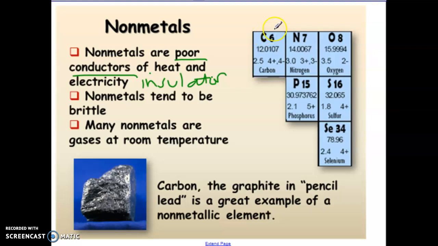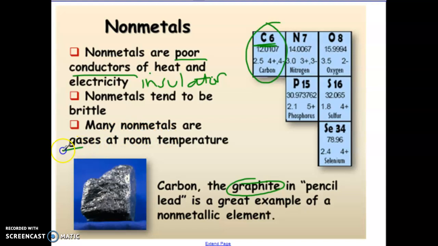So for example, carbon is known as graphite when it's in your pencil lead. When you say pencil lead, we call it lead, but really it's carbon. If you try putting enough pressure down on your pencil lead, it tends to snap pretty easily, right? So it's a very brittle substance.